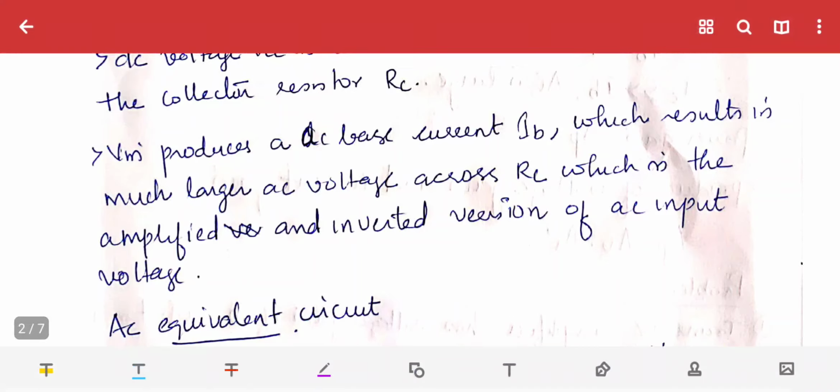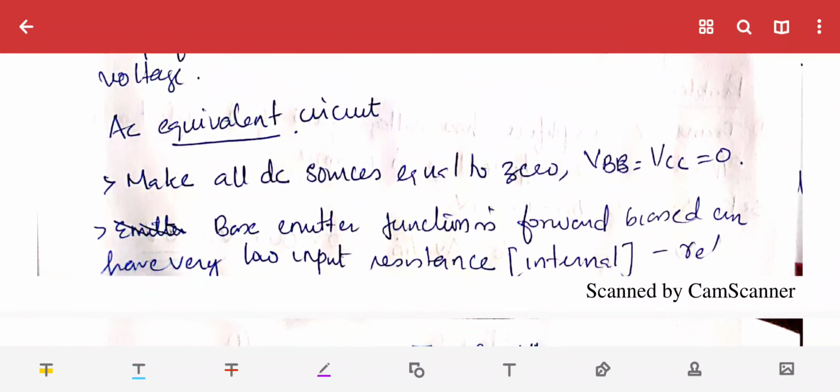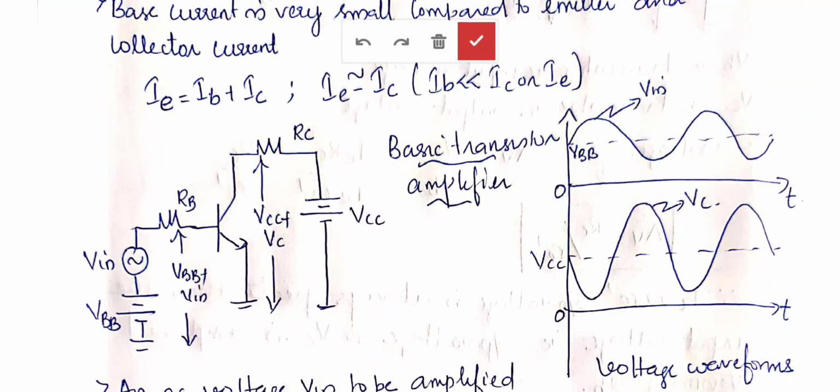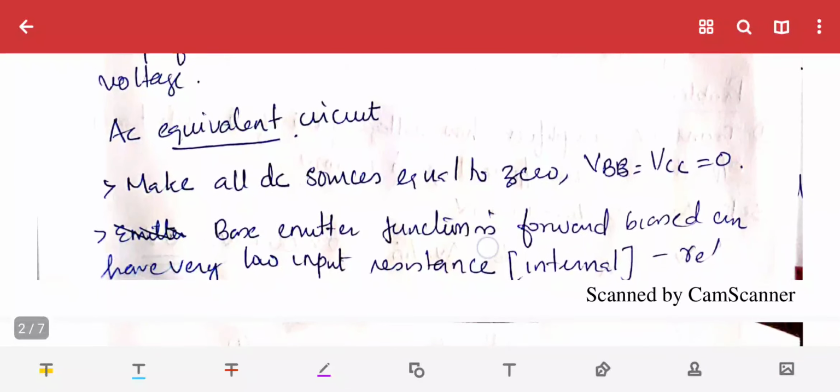Next we will draw the AC equivalent circuit of this amplifier circuit. In order to derive the expression for gain of the amplifier, we are going to draw the AC equivalent circuit of this particular circuit. What do you mean by AC equivalent circuit? AC equivalent circuit means all the DC voltages present should be considered as 0. Then the resulting circuit is the AC equivalent circuit. So we will see how it will be.